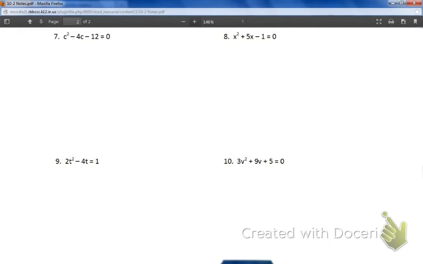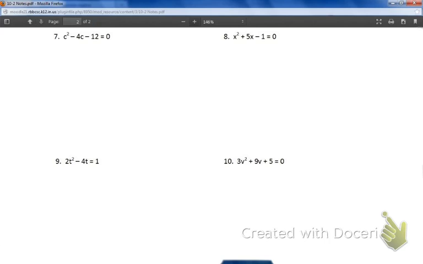Okay, so this is part 2 to 10-2, completing the square. This is going to be where we're just doing some more examples, more practice problems to give you an idea of how these work. First thing is on this problem number 7, we're going to actually change this problem slightly.